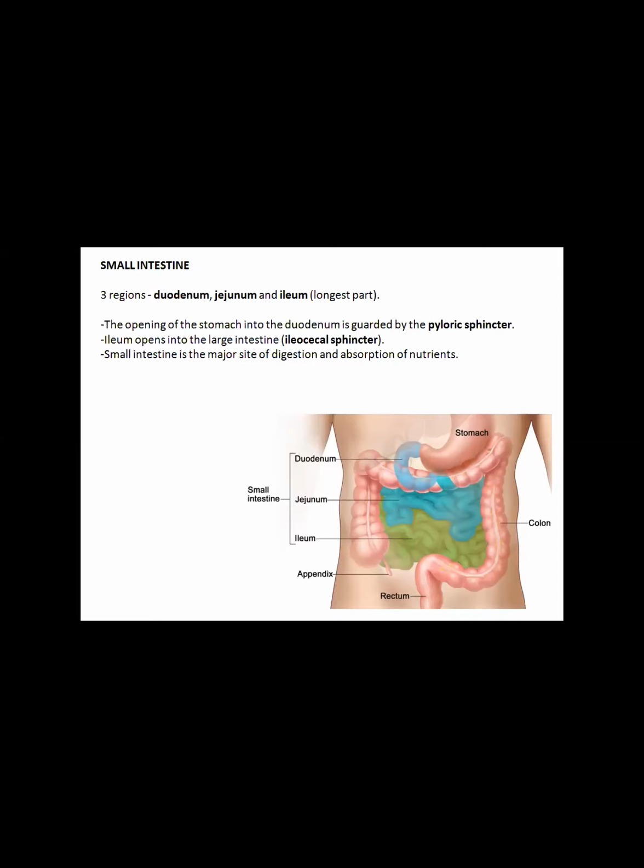And mainly it is divided into 3 parts: duodenum, jejunum, and ileum. Among these 3, the ileum is the one that is the longest part of the small intestine.